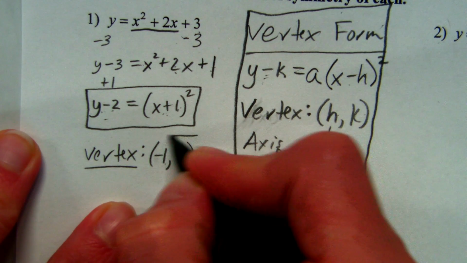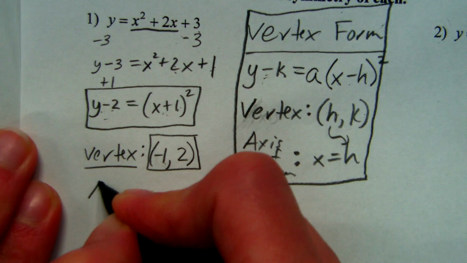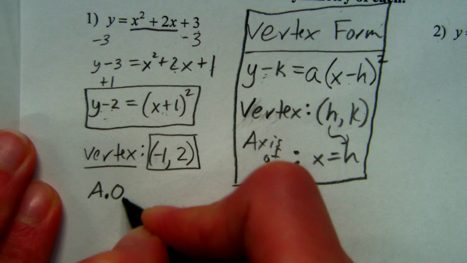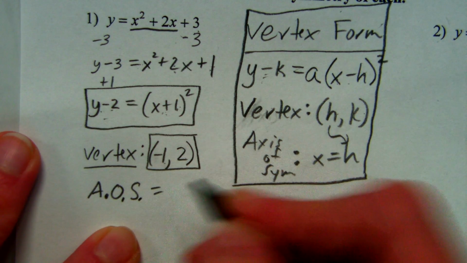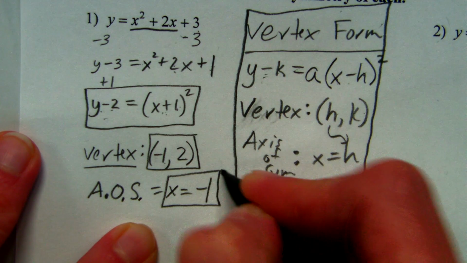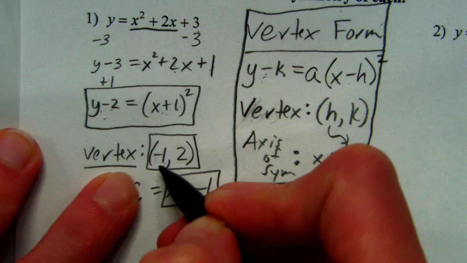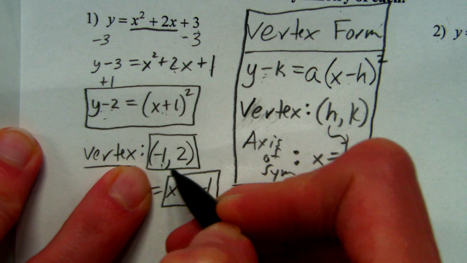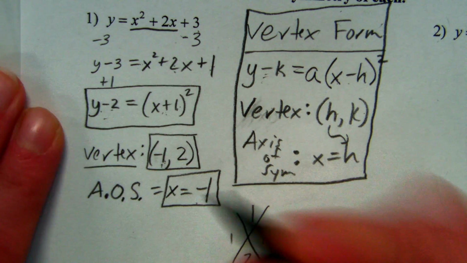So that's the vertex. And then the axis of symmetry, which I'm going to abbreviate AOS, would just be x equals negative 1. And we know that because the axis of symmetry goes through the vertex. And so this number and this number will always match up.